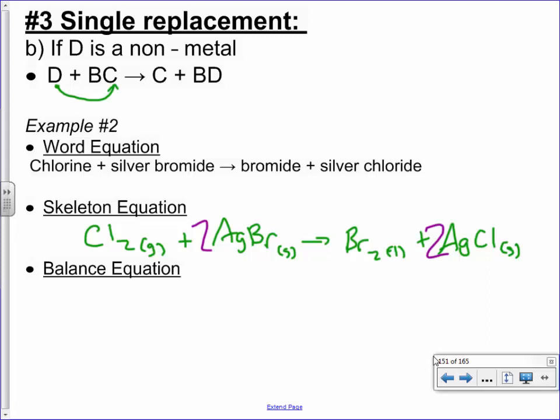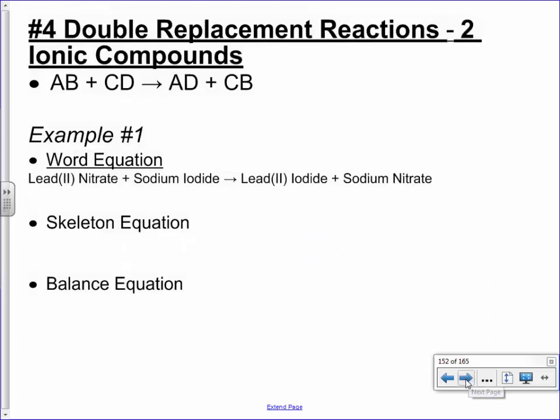Any questions? Okay, two more examples, then we're going to take a break, and then we'll finish the rest after a break. Let's talk about double replacement.